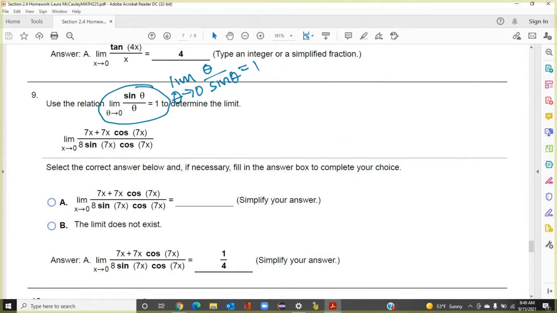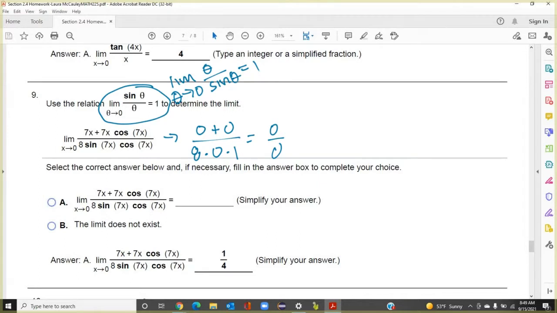All right, so the idea then is to try to get the ones that cause problems, because the sine of 0 is 0. If we just tried to plug a 0 into this one, let's see what would happen. Always try plugging it in first. If I plugged a 0 in, I'd get 0 plus 0 over 8 times the sine of 0 is 0, cosine of 0 is 1. So notice that is 0 over 0.